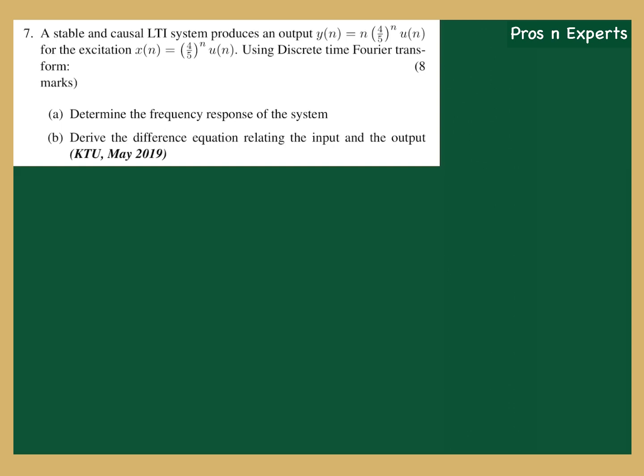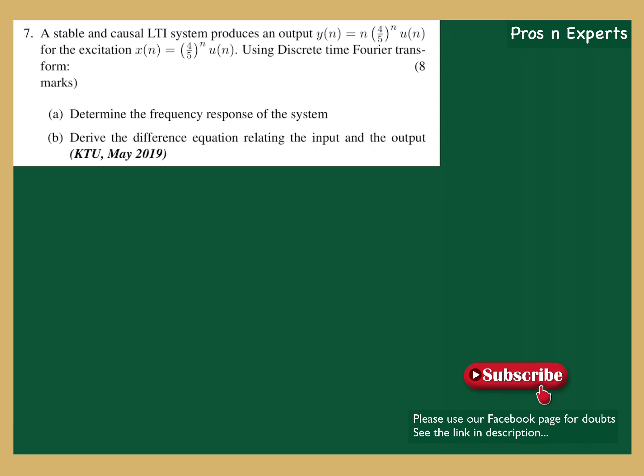A stable and causal LTI system produces an output y of n equal to n times (4/5) to the power n u of n for the excitation, that means input x of n equal to (4/5) to the power n u of n. Using DTFT, question A, determine the frequency response of the system. And question B, derive the difference equation relating the input and output.